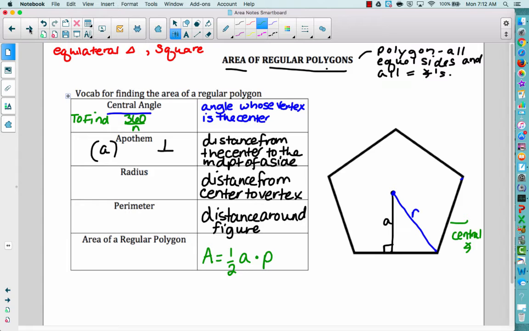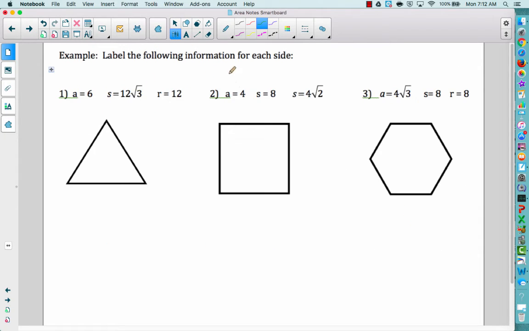All right, well, let's make sure we can understand this information. Let's look at this next figure. It says label the following for each. So the apothem, I'm going to go to the center of the figure. Now be careful because we tend to want to draw an altitude. That's not what an apothem is. It is a segment from the center to the midpoint of the opposite side. So if the apothem is like that, we would draw it in and we can label that 6.